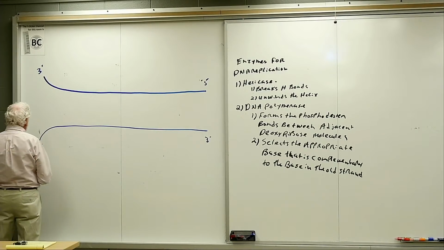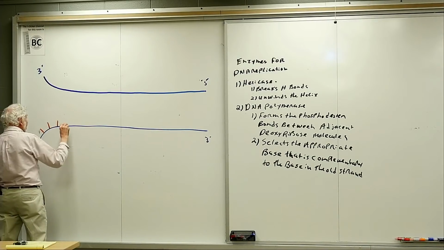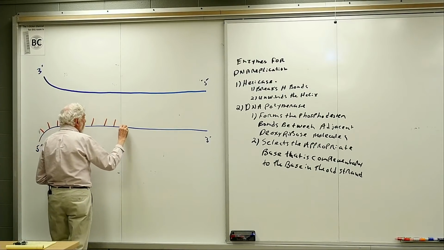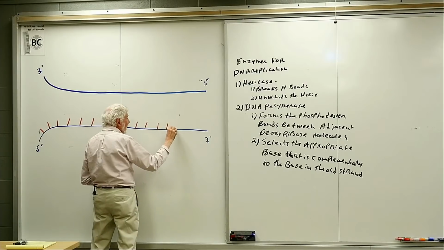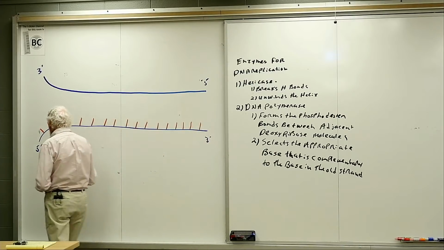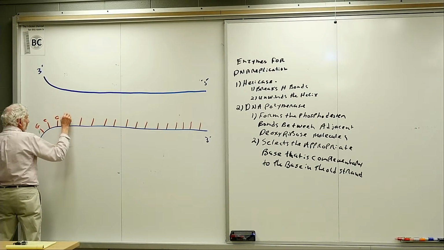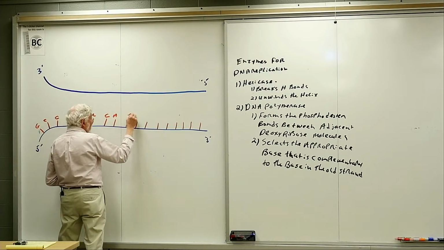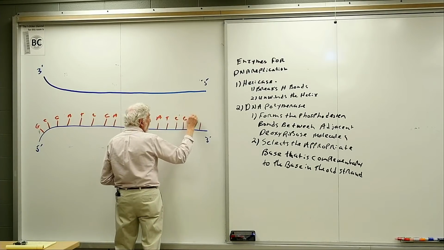And then to simplify things, I'm just going to put some bases in here. I'm going to choose these pretty much randomly off the top of my head. But each one of the vertical red lines is meant to represent a covalent linkage between the deoxyribose and a base. So the bases I'm going to put in here are guanine, cytosine, guanine, adenine, thymine, cytosine, guanine, adenine, adenine, cytosine, guanine, adenine, thymine, cytosine, guanine, adenine, thymine.